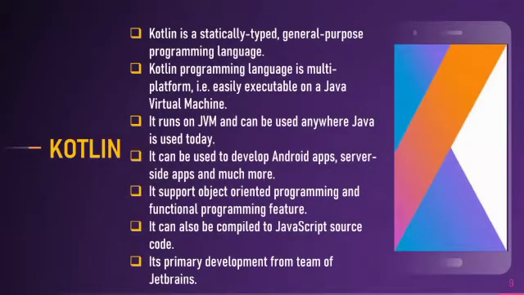Kotlin is a statically typed and general purpose programming language. It is also used on multiple platforms like Java, and it runs on the JVM, where Java is present. It is used to develop Android apps and is supported by OOPS, object-oriented programming. It is primarily developed by a team at JetBrains.